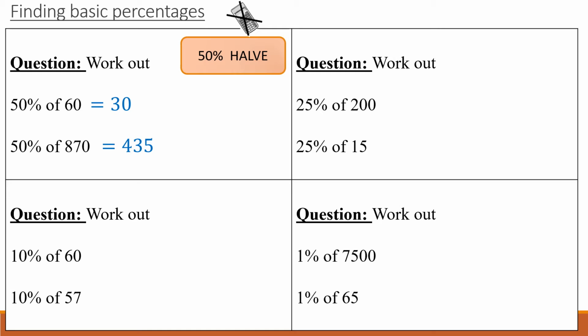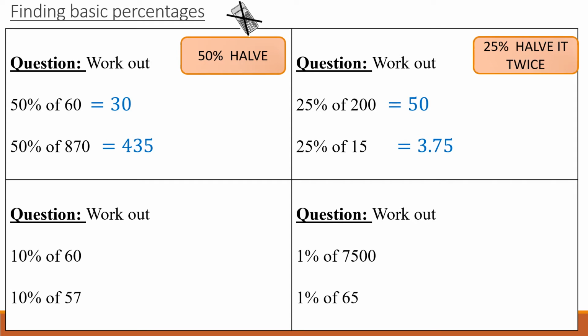If you're struggling to halve it, you can break 870 into 800, then 70, halve them, and then put them together at the end. 25%, you probably know that that is halving it twice, or dividing by 4. But I like to halve it again, so I find it a little bit easier to do sometimes. So 200, I'm going to halve it and halve it again. Half of 200 is 100, halve it again is 50. I'm going to do the same for 15. I'm going to halve 15 to get 7.5, and then halve 7.5 to give me 3.75.